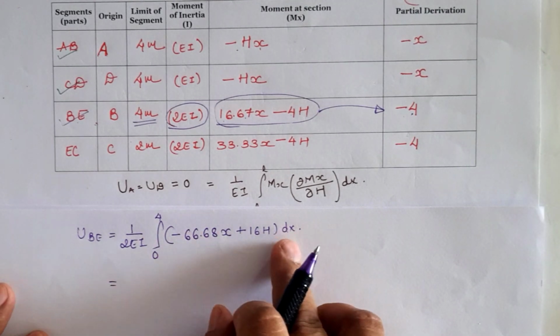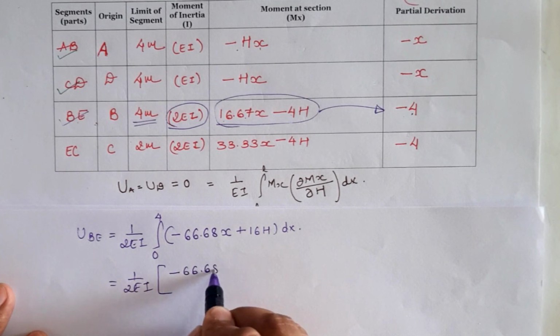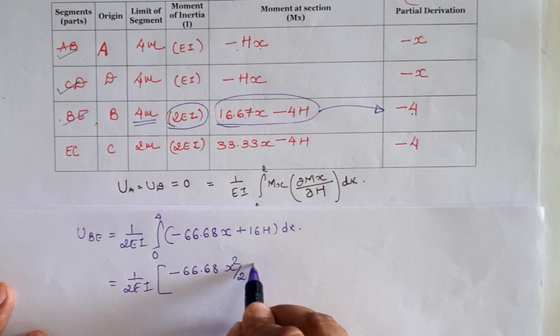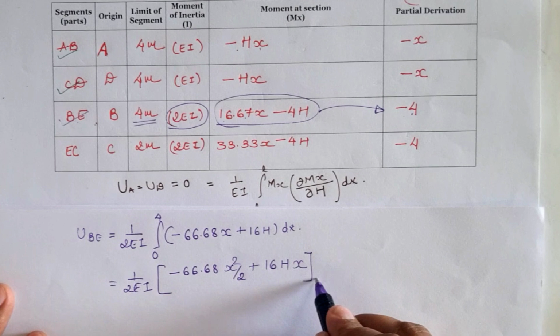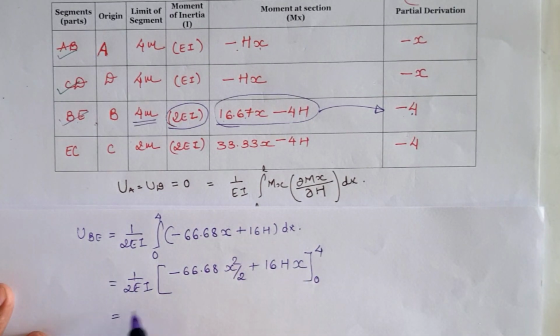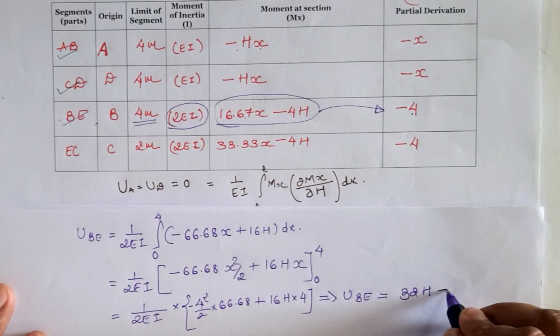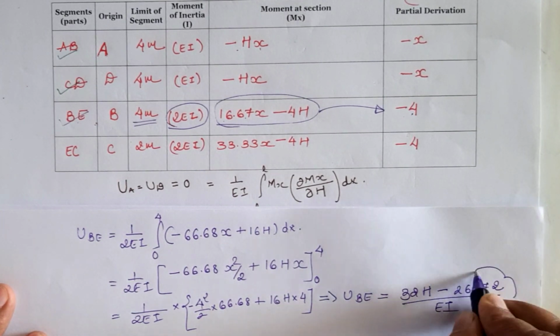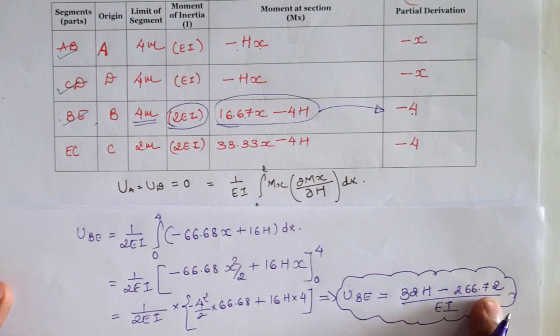Now integrating this term with respect to dx, we have 1 by 2EI as a constant, minus 66.68 times the integration of x dx, which is x square by 2, plus 16 into H and the constant dx as x, with limit 0 to 4. Now closing this limit and solving this term, we have the strain energy in the B2E segment as (32H minus 266.72) by EI.